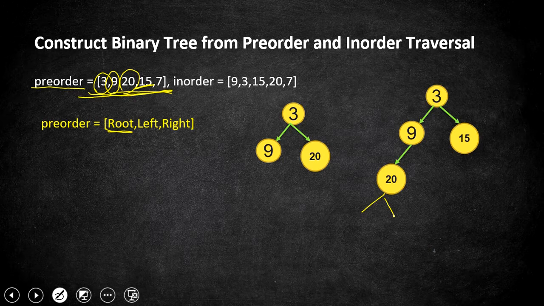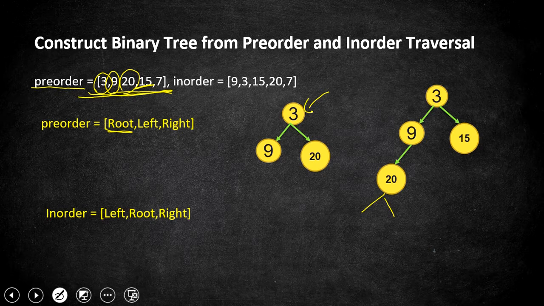So here comes the inorder traversal to help. In inorder traversal, we know we are going to visit the left nodes first, then come to the root node, and then the right nodes. So if you consider the inorder traversal of the same binary tree, where is the root node present? Our root node is 3 here. So we are going to search for the index of our root node in the inorder array.